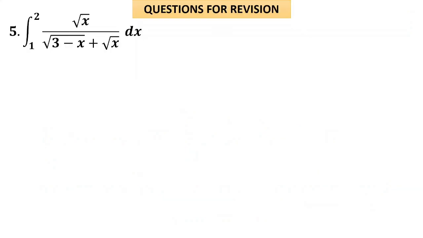Integral 1 to 2 root x upon root 3 minus x plus root x. Here normally when you see the problem you will be tempted to do this problem by multiplying and dividing, or rationalizing, whatever you call. But that may be a little bit lengthy. Therefore, let us now try to apply the property which we have seen. What is a plus b? A plus b is 3.